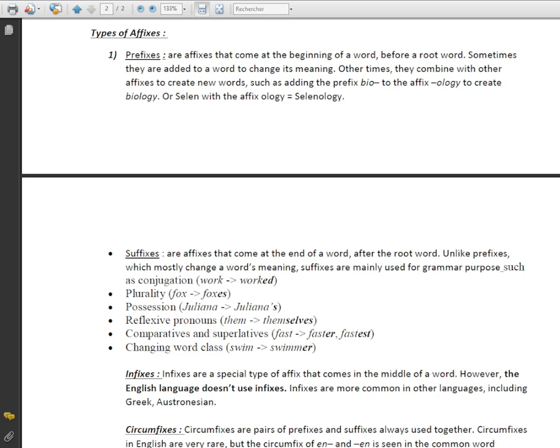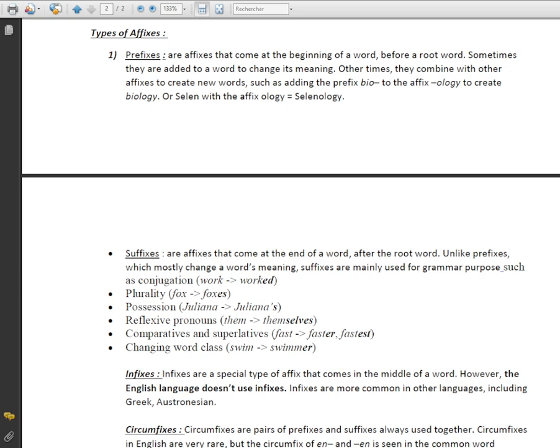And our final one, we've got changing word class, like we've seen earlier with the derivation. So from swim, we go into swimmer. It's the same case like we've seen earlier. So that pretty much sums up these few points. Then we're gonna be moving to another one, which is the infixes.